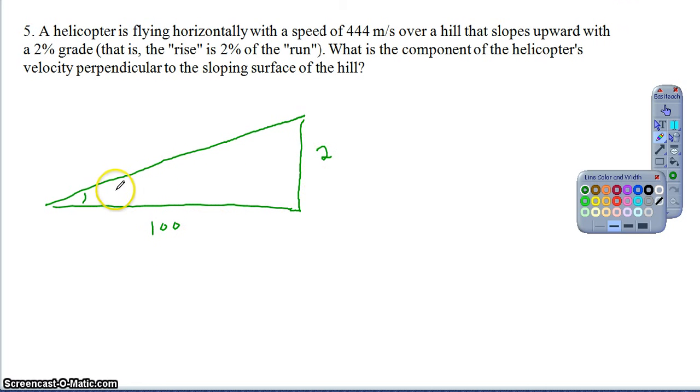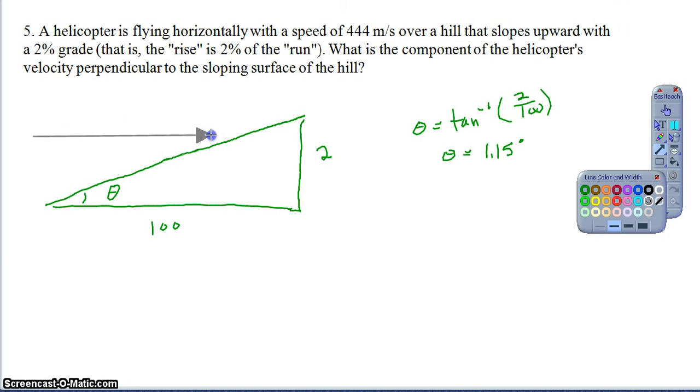What that does allow me to do though is to find my angle, right? So I can find theta as simply the tangent inverse of 2 over 100, or 1 over 50 if you prefer. But anyway, when I find that angle, it's actually a little bit less than 2 degrees. It should be about 1.15 degrees. And so that's important because they tell me the helicopter is flying horizontally towards the hill, so the helicopter is flying this way towards the hill. They want to know which component of that velocity is perpendicular to the slope.